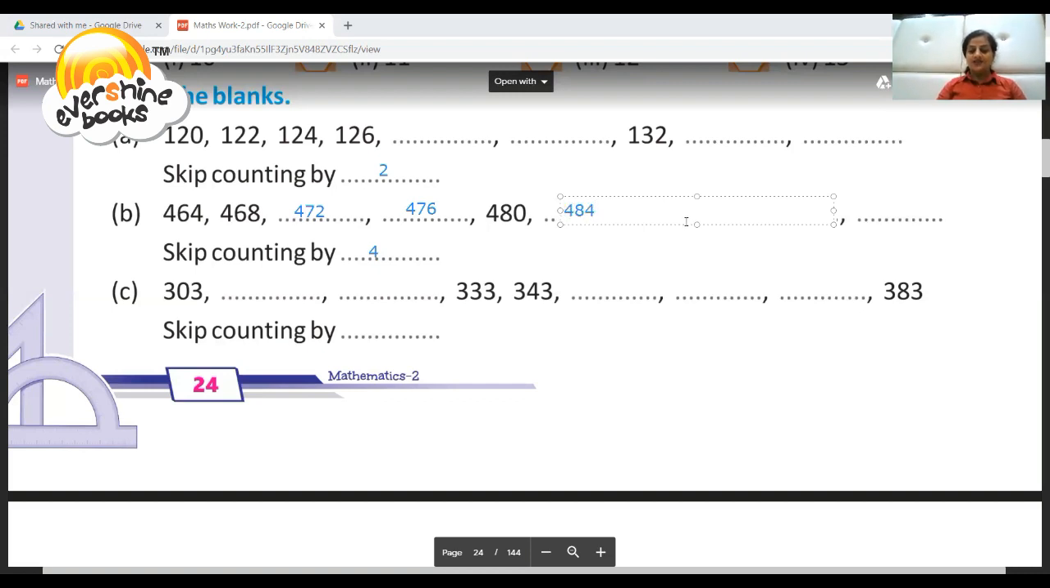484 is our answer. Next is leave 485, 486, 487, and right here 488. This is our answer. Next is 489, 490, 491, and we got our answer, that is 492.